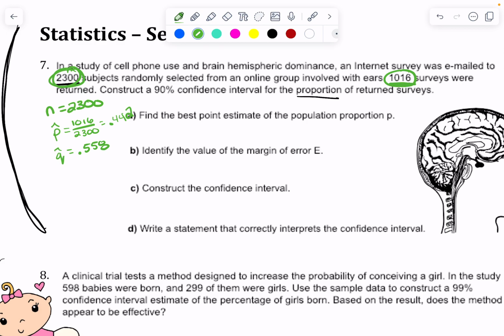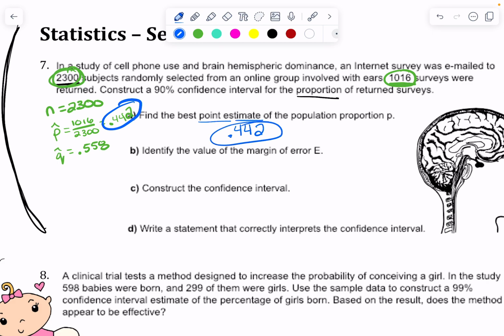All right, find the best point estimate for the population proportion. If I were to send out surveys to every single person, I don't know what percent of people would return them if I surveyed everybody. But the only number I have to go off of is that 44% of people returned surveys in my sample. So the best point estimate is going to be 0.442.